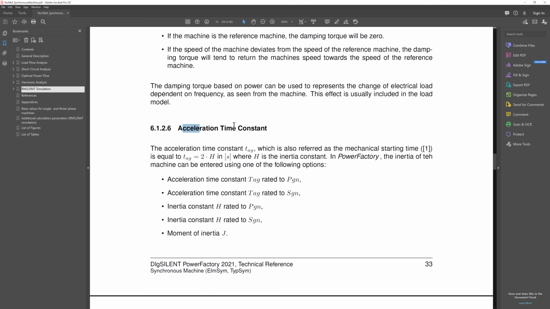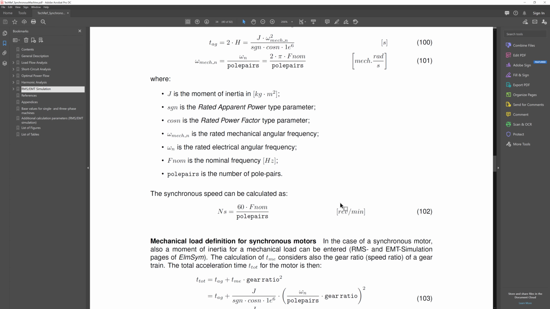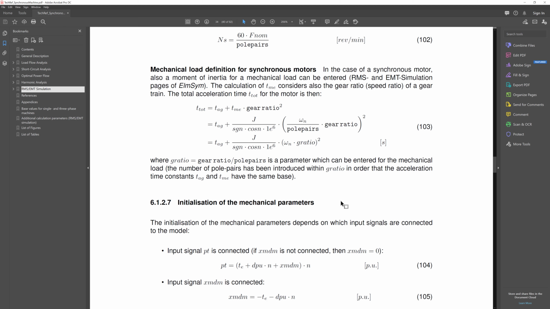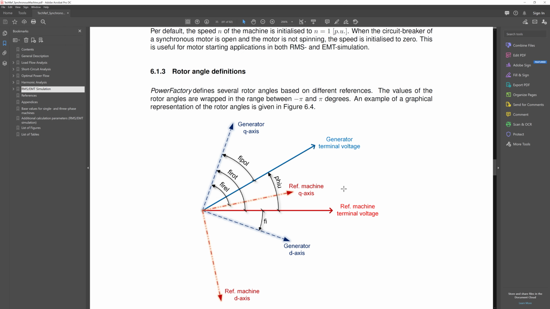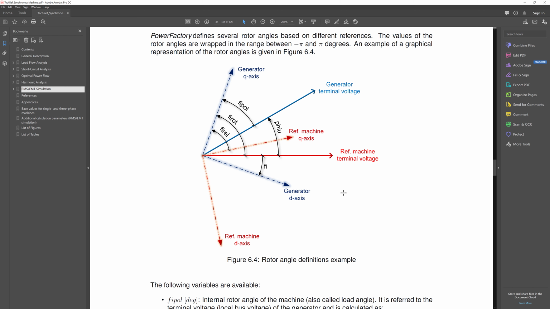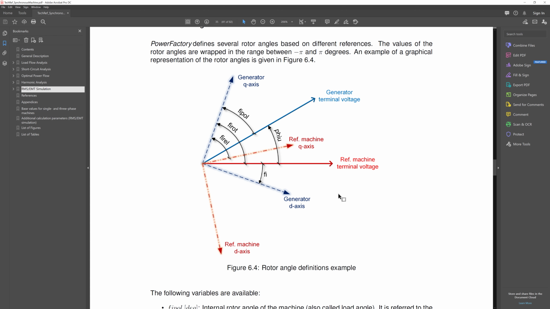What is the understanding of the acceleration time constant? PowerFactory provides some explanation and equations over there. That is extremely good for them that they provide this, okay? And this is the place that I was looking for, okay? My students, clever students, they will ask me why you use phi rod, okay? Phi rod is here. You can see phi rod is here.